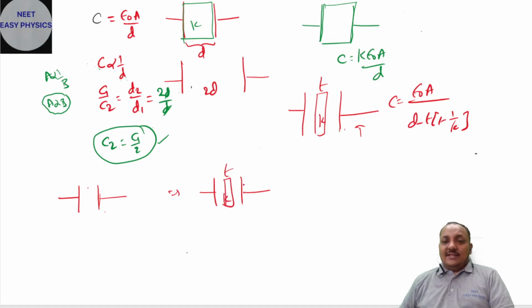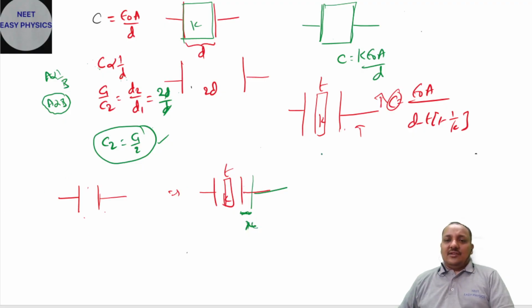So, to get the same capacitance, since the C value is going to increase, to get the original value, the capacitance should decrease. Capacitance should decrease means you have to increase the distance. Now this plate should be moved. They will ask how much further distance, how much extra distance it has to be moved.